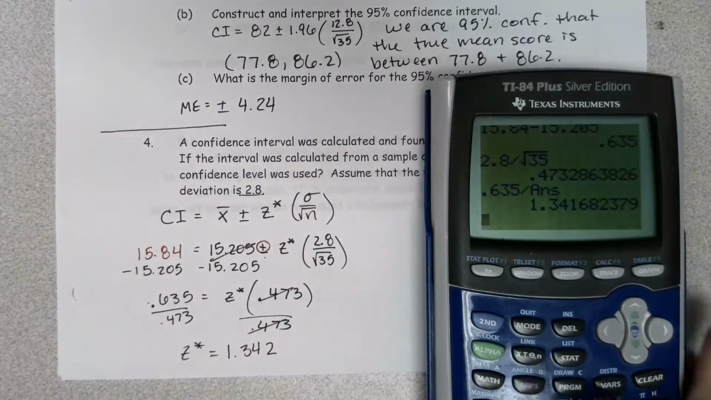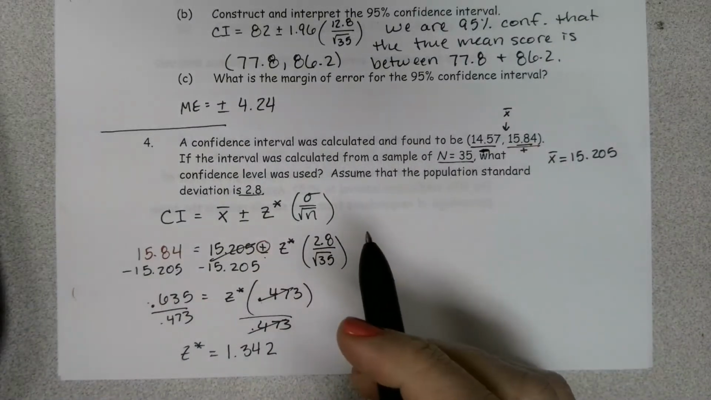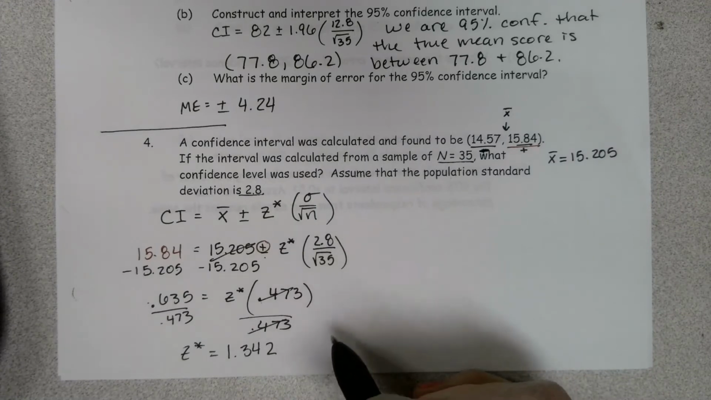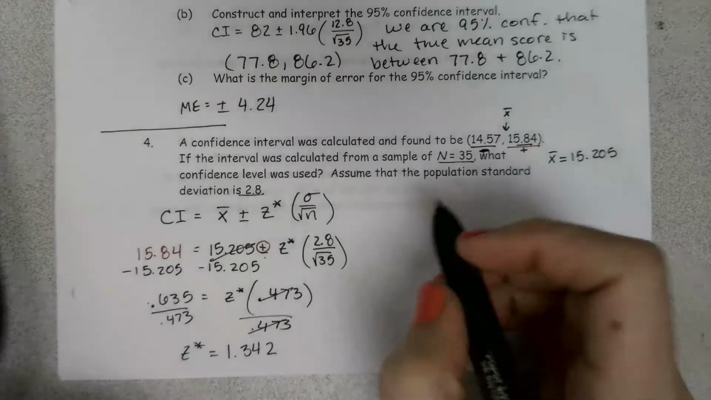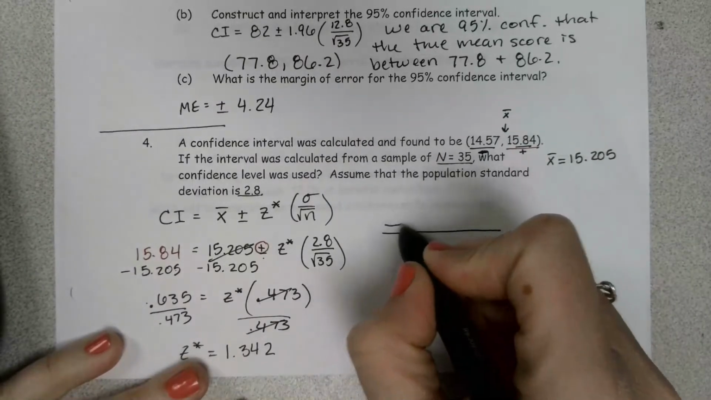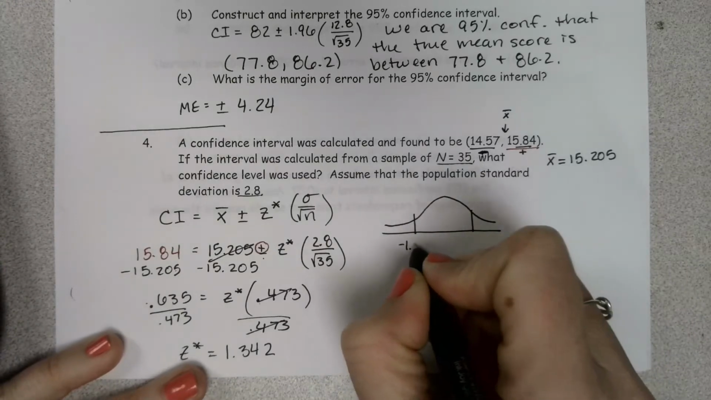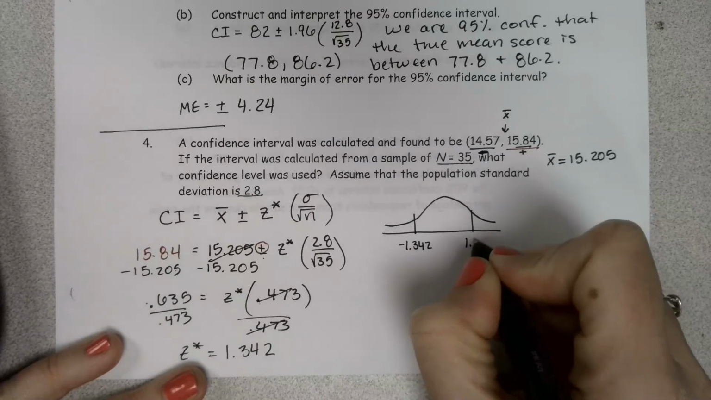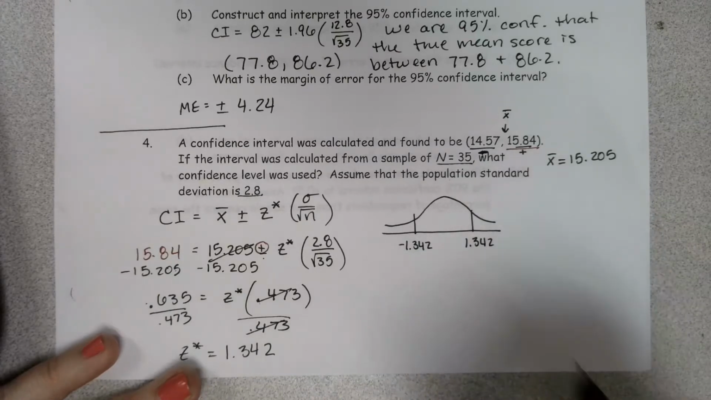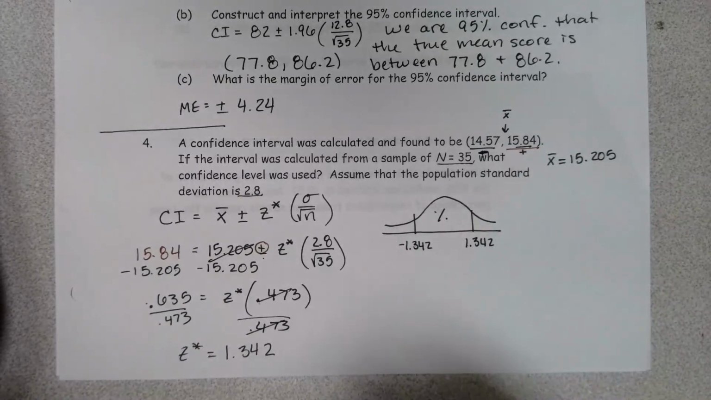1.342. So what you have to do now, we are used to going in reverse. We're used to starting with a confidence level and turning it into a critical value. Now we have a critical value that we need to turn into a confidence level. So what this means is we have negative 1.342 and positive 1.342, and we need to ultimately know this percent between our two critical values.